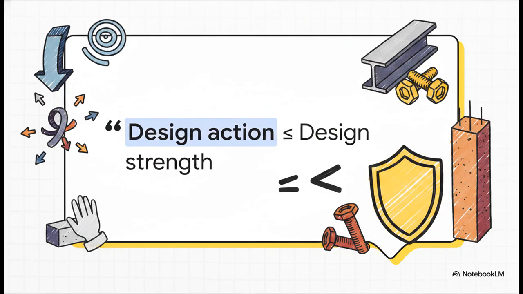The design action, meaning the total factored loads pushing, pulling, and twisting your structure, must mathematically remain lower than the design strength, which is the factored, reliable capacity of the steel to resist those forces. Every single complex formula in IS 800 basically boils down to proving this one statement is true for every single beam, column, and bolt.